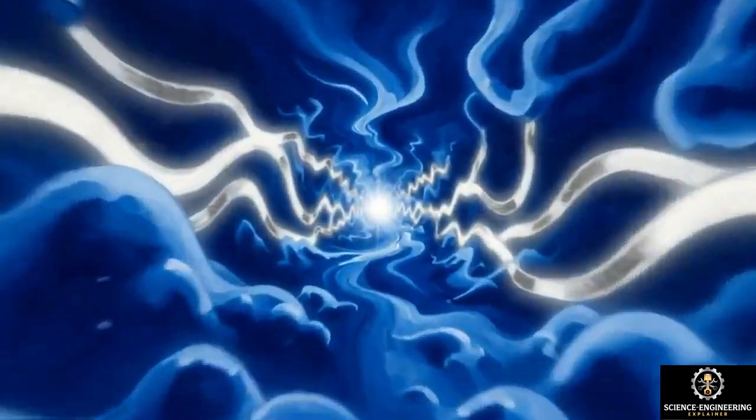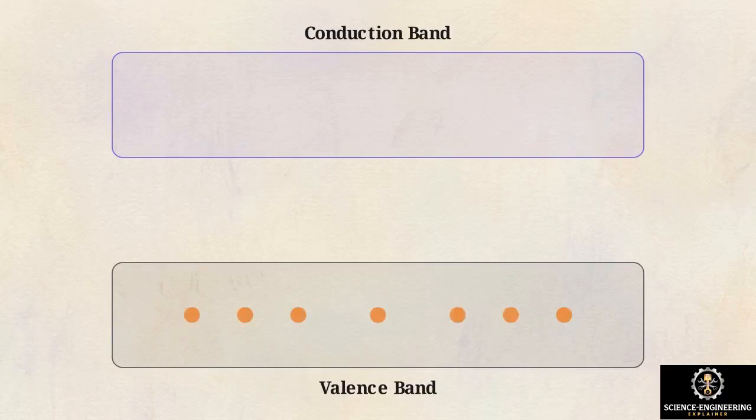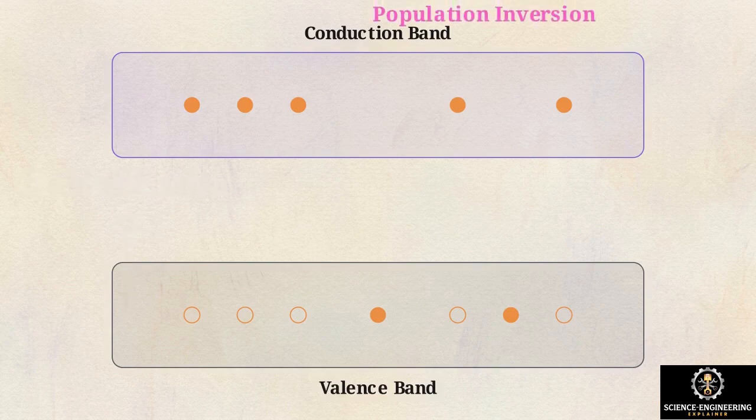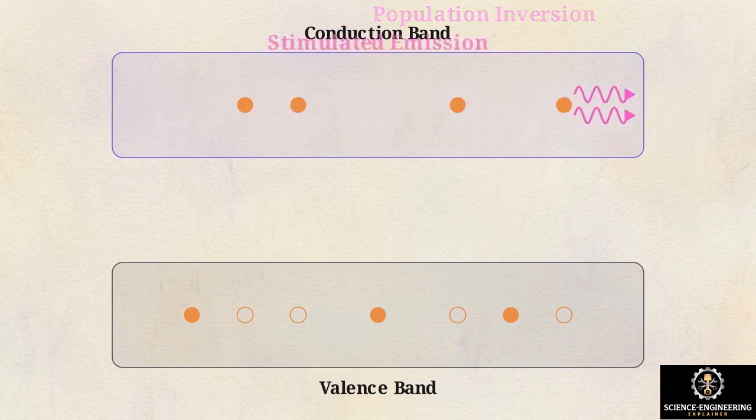For high-density data transmission, the system requires a stable single-mode source. This energy band diagram illustrates the underlying quantum mechanism. Electrical pumping forces electrons into the conduction band, achieving a state of population inversion, where excited electrons outnumber those in the lower energy valence band. In this state, an incoming photon can force an excited electron down to the valence band, triggering stimulated emission. This releases a second photon with the exact same phase and direction as the first.